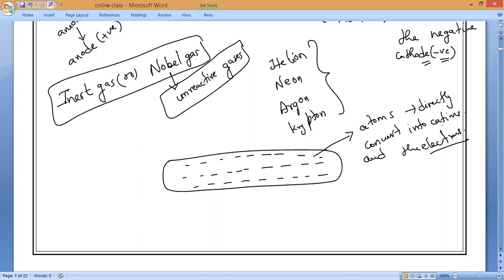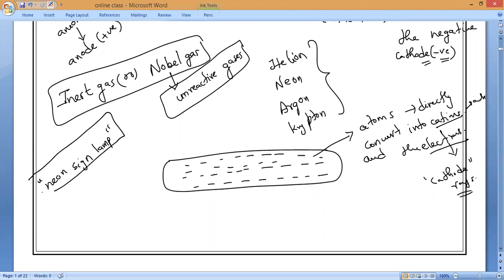Electrons mean what rays? Cathode rays. And cations mean anode rays. This is the same principle we use in our daily life also. You might have heard of the neon sign lamp, which we used in olden days. It works on the same principle.